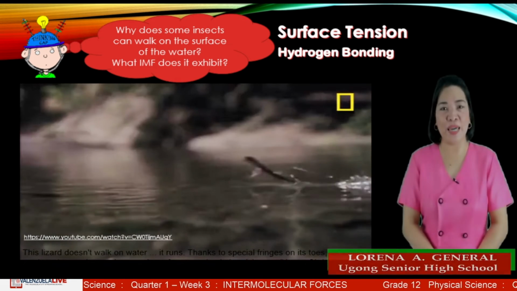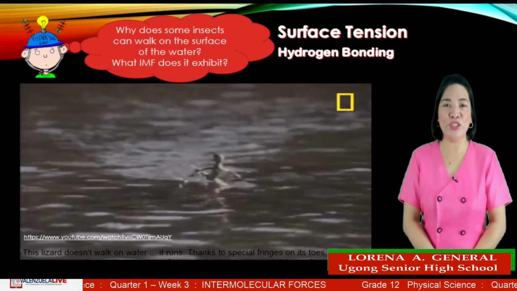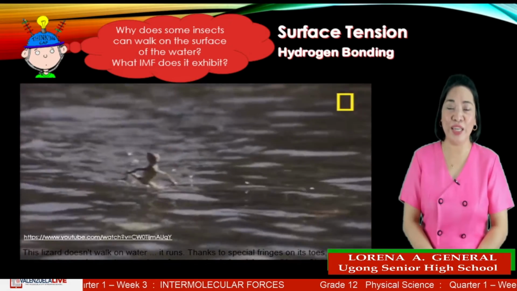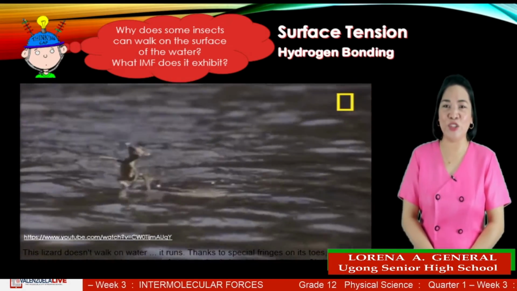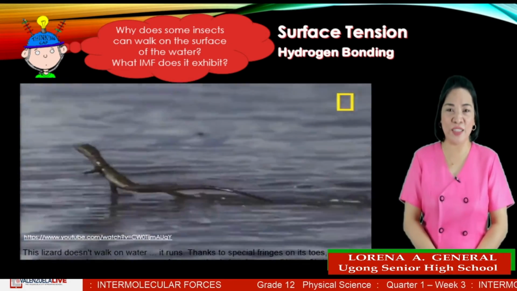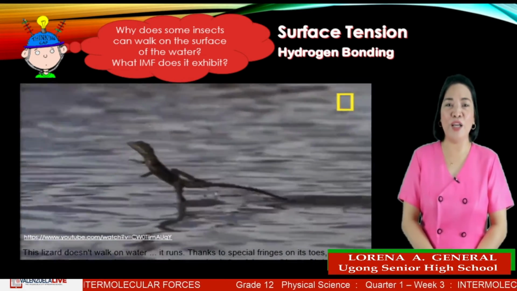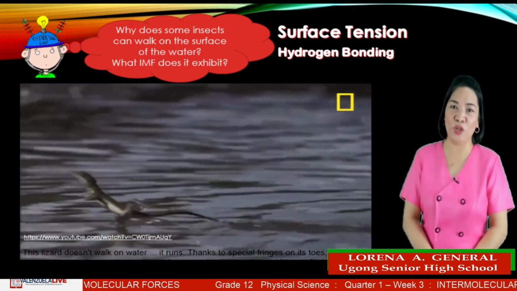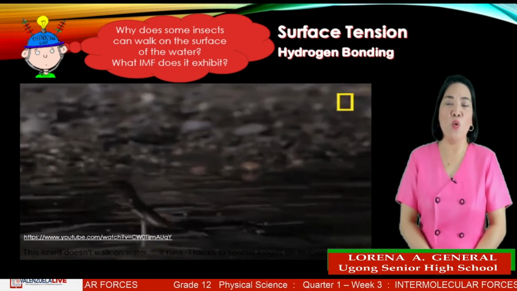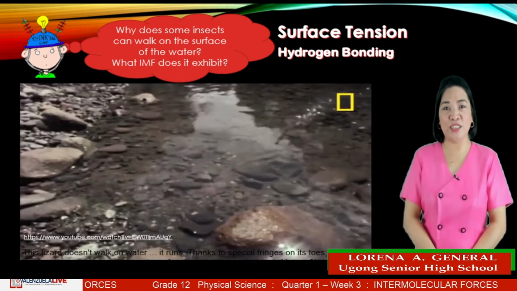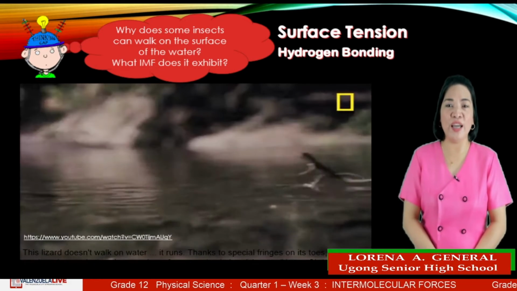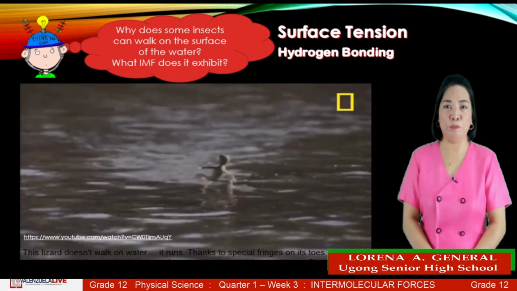Why can some insects walk on the surface of the water? This lizard doesn't walk on water. It actually runs, thanks to special fringes on its toes. A basilisk lizard can escape a predator by running on the surface of the water, earning it the nickname Jesus Christ lizard. What intermolecular forces does it exhibit? The answer is surface tension and hydrogen bonding.